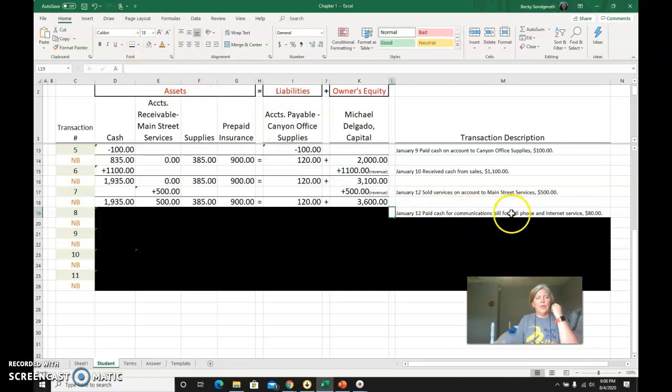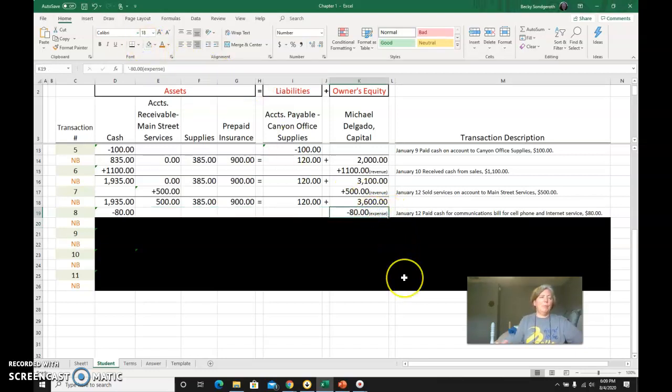Paid cash for communications bill for cell phone and internet service. So the words paid cash tell me that cash was affected. Cash is an asset. It is an asset going down because I paid it. So it is going down $80. Nothing happening to accounts receivable. Nothing happening to supplies. Nothing happening to insurance. Nothing happened on account that I'm paying later. So it has to be capital.